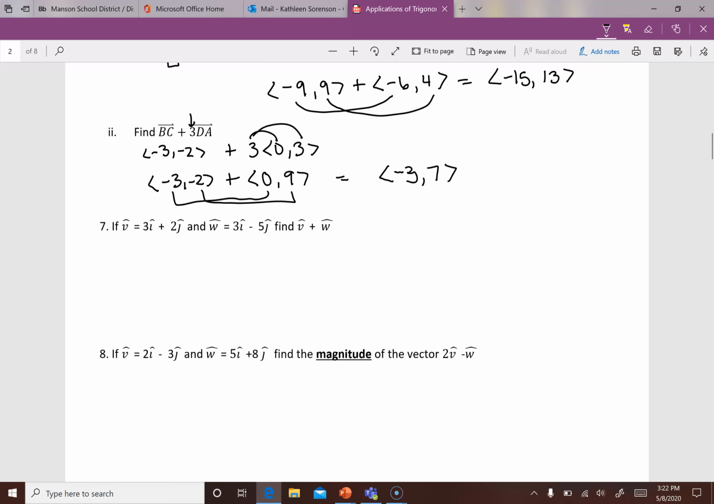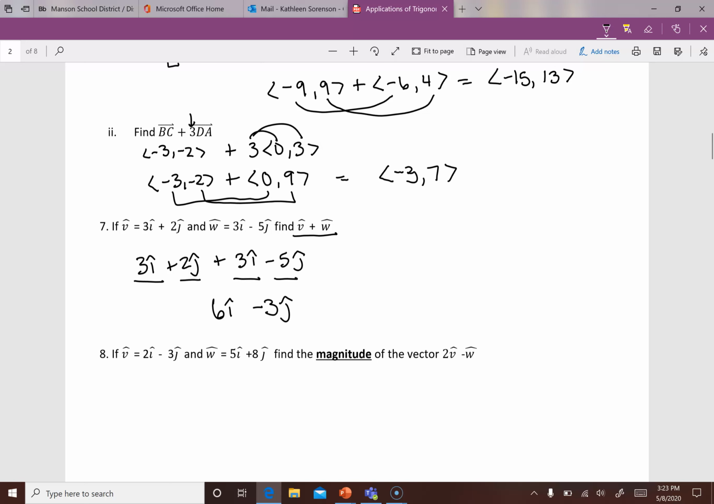Okay, next one here, I'm asked to find v plus w, and so all I have to do is do 3i plus 2j, and I have to add that, because it's just v plus w, to 3i, and then minus 5j. And so a 3i plus a 3i gives me a 6i, and a 2j minus a 5j gives me a minus 3j.